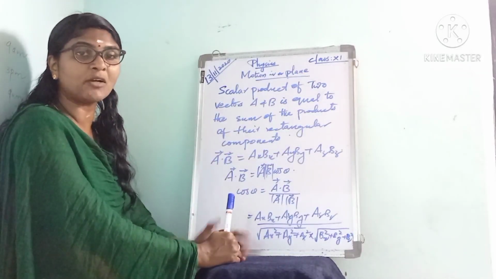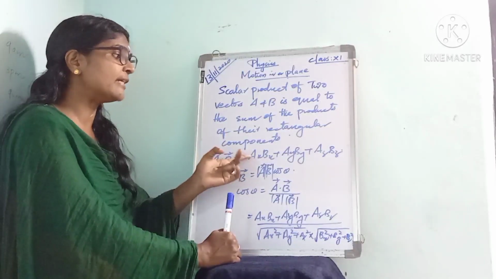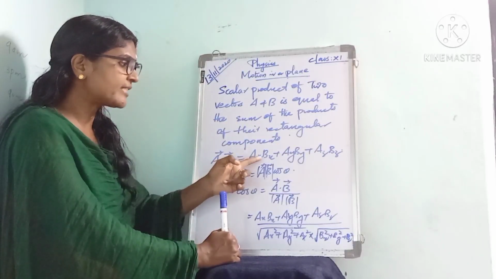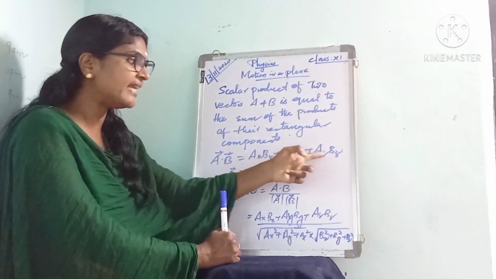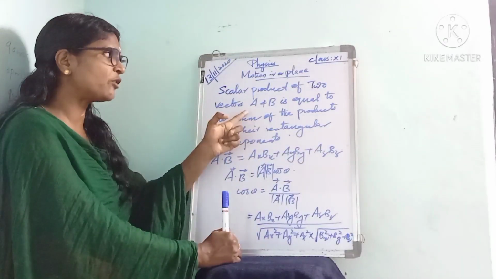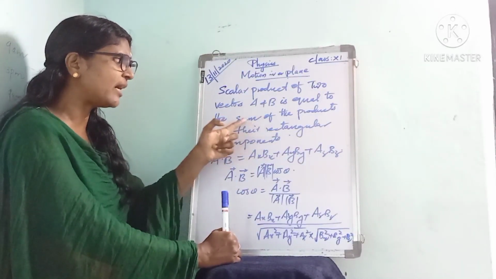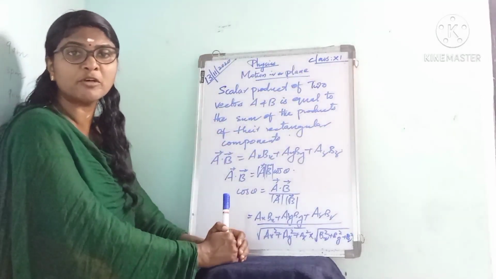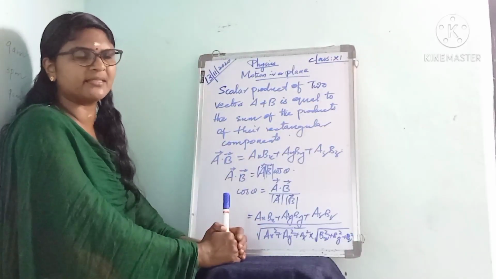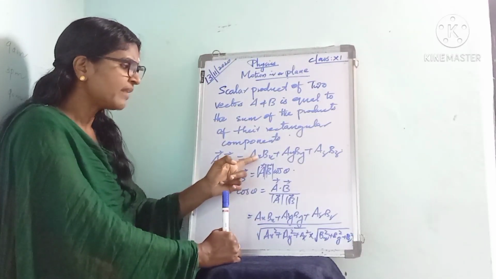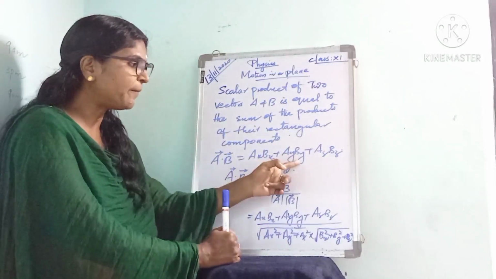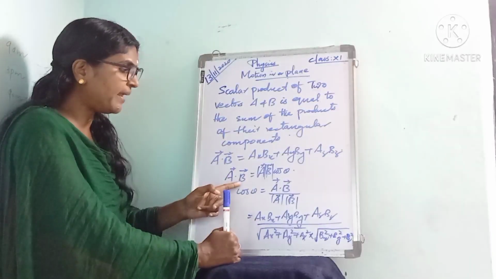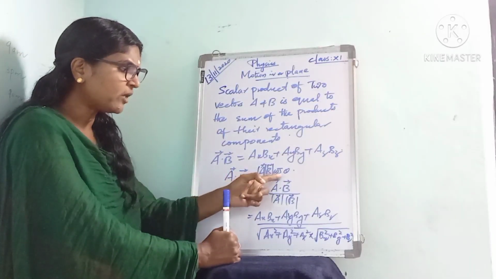Last class also we have done the problems related to this equation. That is, A dot B is equal to AX BX plus AY BY plus AZ BZ. That is, the scalar product of two vectors A and B is equal to the sum of product of their rectangular components. So we can write A dot B is equal to AX BX plus AY BY plus AZ BZ. Isn't it? And you know A dot B equal to mod A mod B cos theta.